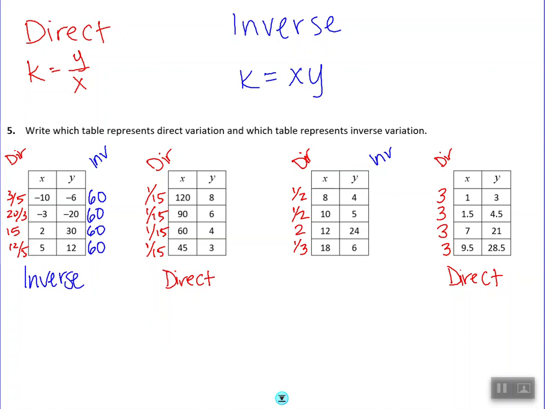I don't need to check the second one because you can never have an equation that is both direct and inverse variation. So let's check the third one. X times y. So 8 times 4 is 32. 10 times 5 is 50. 12 times 24 is 288. And 18 times 6 is 108, which means that one is not inverse either because I got different numbers. So this one is neither.